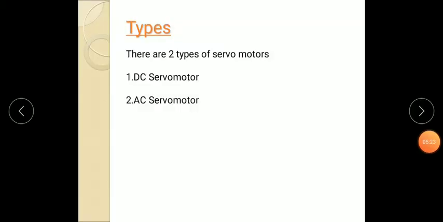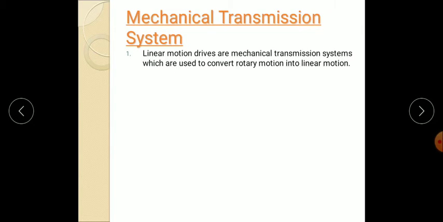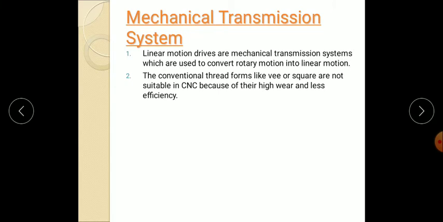Next, the types. There are two types of servo motors. First one is the DC servo motor, second one is the AC servo motor. Next, the mechanical transmission system. So what is a mechanical transmission system? It is a linear motion drive which is used to convert rotary motion into linear motion.